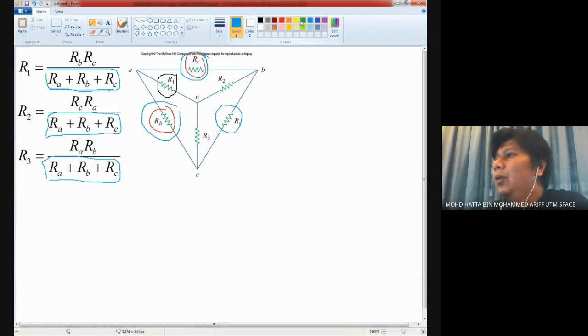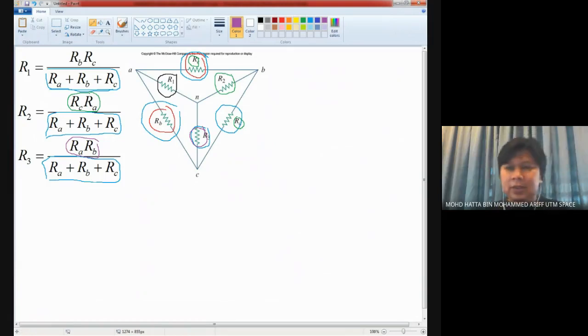However, for R2, look at the numerator combination where we need to consider RC and RA, the resistors beside this R2. At the side of R2, we have RC and also RA. For example, R1 over here, at the R1 side, we have RB and also RC. If you look at R3, at the R3 side, we have RC and RB. So why do we have RA and RB?